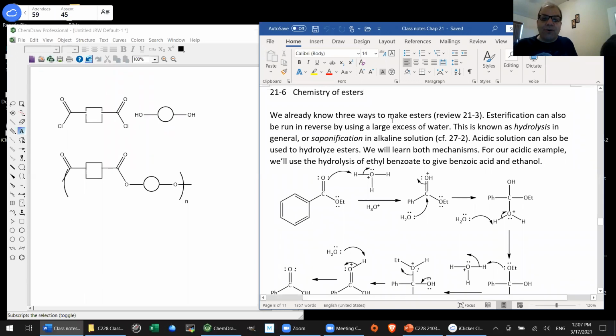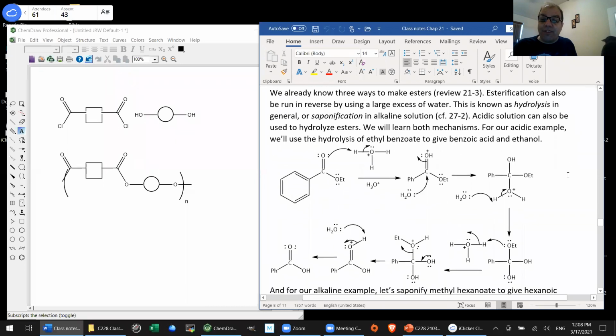Good. So we've already covered esters a fair bit. In this chapter, we learned that esters are one of the less reactive carboxylic acid derivatives, but they still can react with water. They still can be hydrolyzed. Again, that word hydrolysis comes from two Greek roots meaning loosening by water or something like that. And you can hydrolyze esters in either acidic solution or alkaline solution.